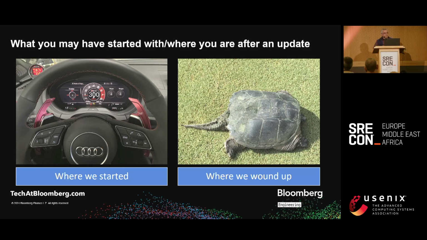Now, you started off with a really nice fast car. Look at that, it's doing 300 miles an hour in park. And it's not even any pressure in the turbo.